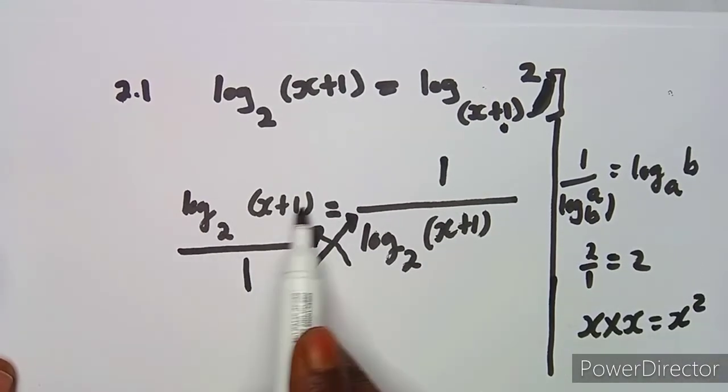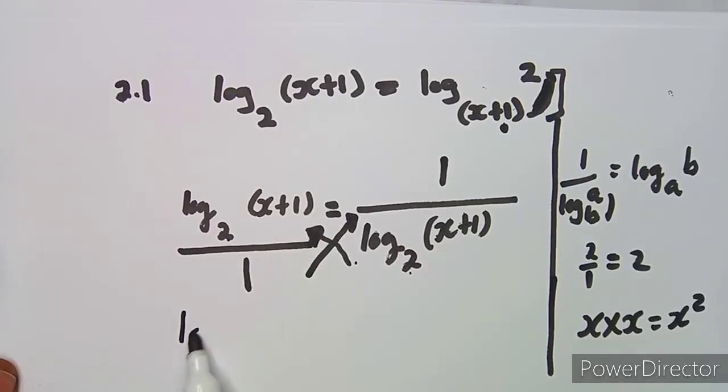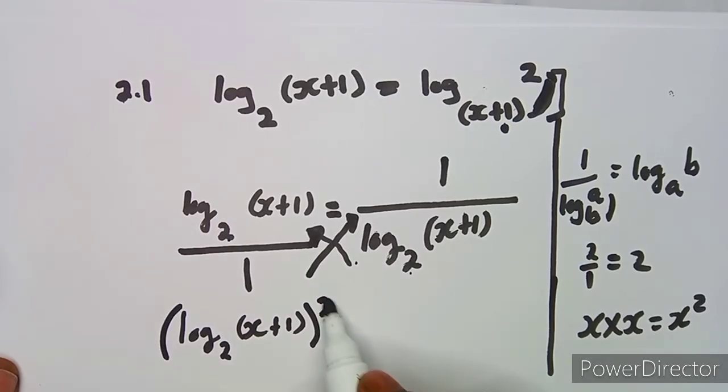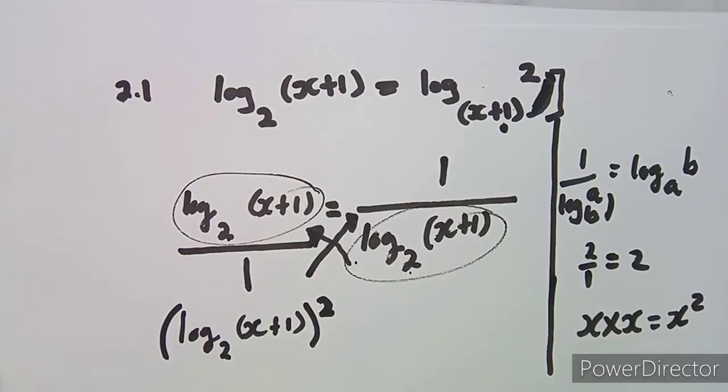So this log of x plus 1 in base 2 times log of x plus 1 in base 2 is actually going to give us log of x plus 1 in base 2, everything to the exponent 2. You square that log, because this part and this part are the same. So just like x times x is x squared. So that is the concept there.